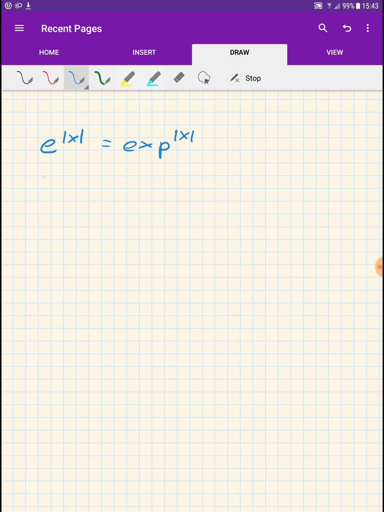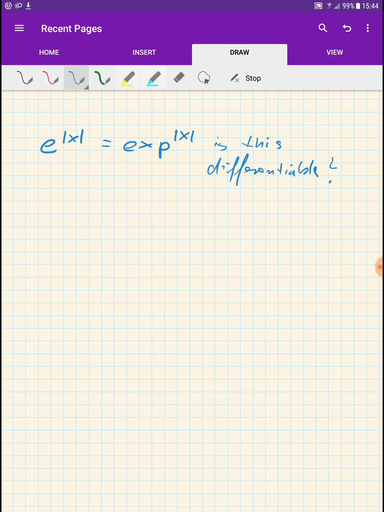So the question for this exercise is: is this differentiable? So can you find a derivative at every point? This is what this is asking. And well, let's see.